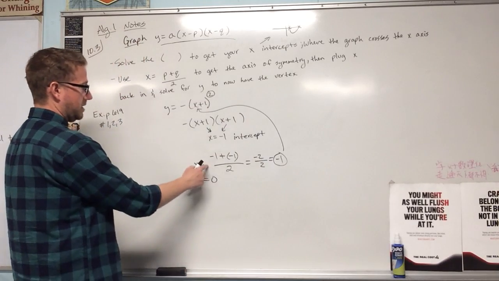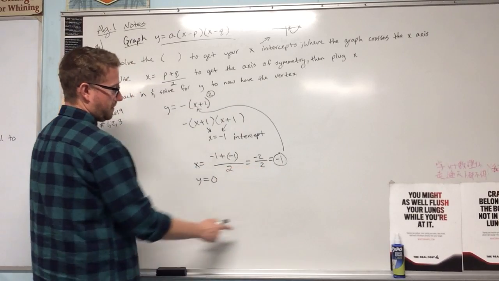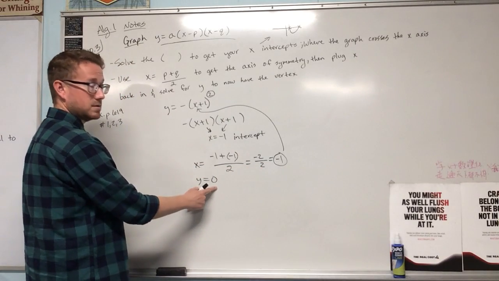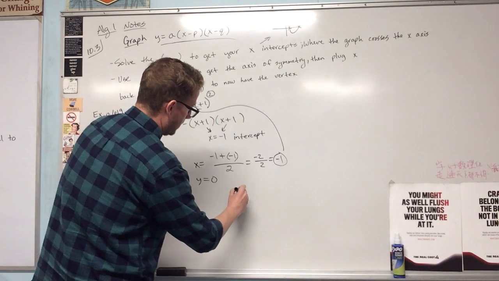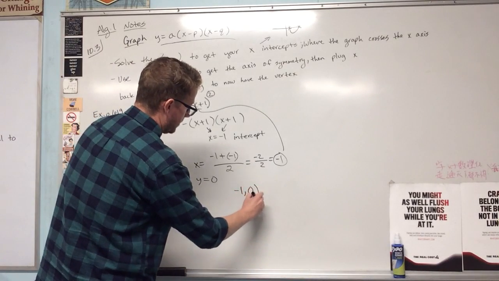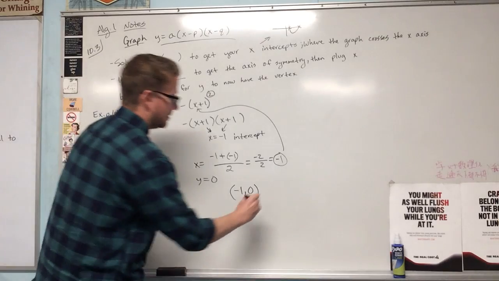Now, we have our x value, -1. We have our y value, 0. And -1, comma 0 is your vertex.